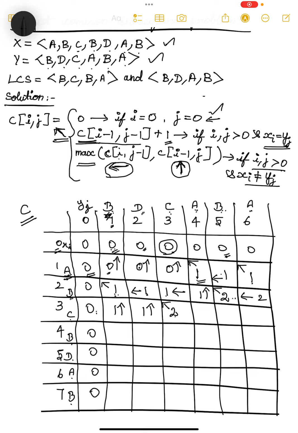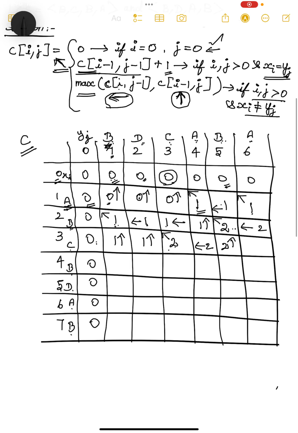A and C not same. So the maximum value is 2. I am taking this value, so this horizontal arrow mark. A and C not same. Maximum both are same. I am taking this upper value and putting this upper arrow mark.